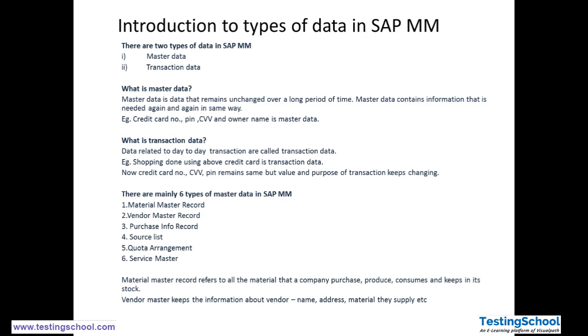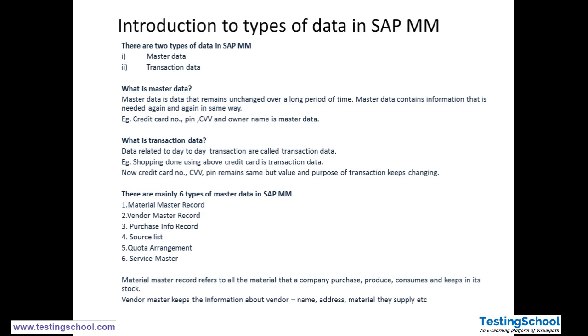In SAP, we maintain our own master data, and we call it master data when we are not going to change that particular thing for a longer time. What is transaction data? Data related to day-to-day transactions is called transaction data. Like shopping done using the credit card: the credit card number, CVV and PIN remain the same, but the value and the purpose of the transaction keep changing. The amount of the transaction you made and the time at which it was made is the transaction data.